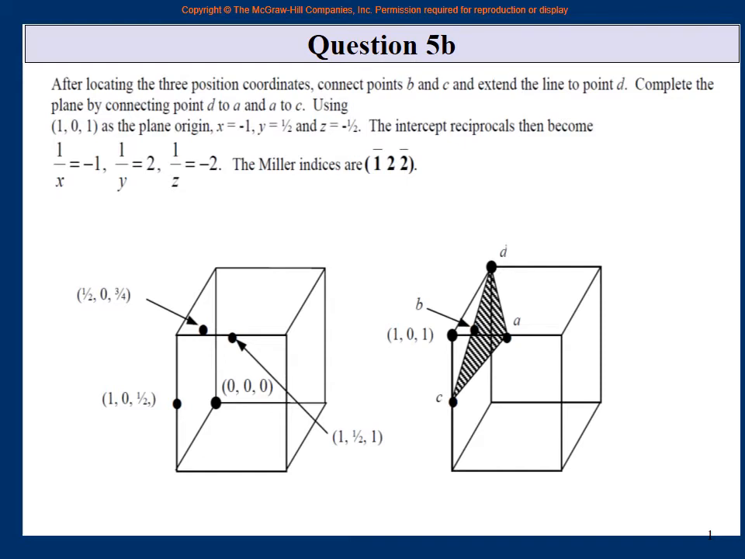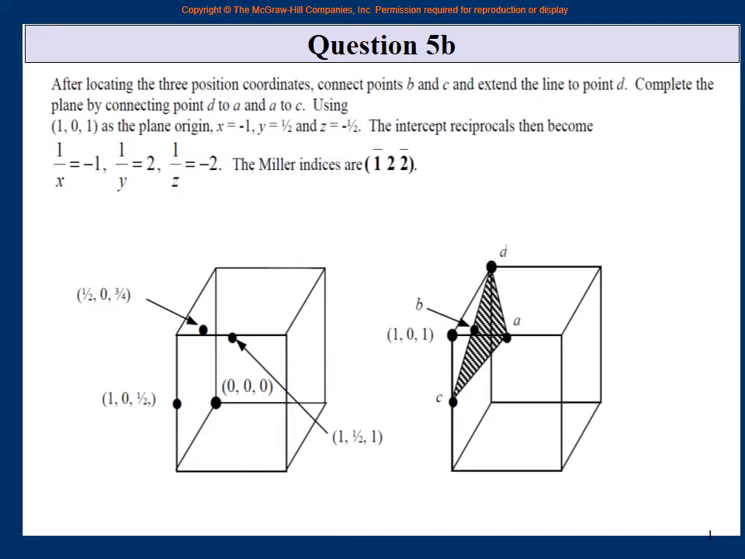But in this case you found that two of the points cut the axes, but the third point did not cut the axis. So you extend the line until it cuts the axes. Once it is there, then the whole plane is there. So this is the whole plane, and you have found the intercepts here and here and here. You find the intercepts, you invert them, and you have the Miller indices.